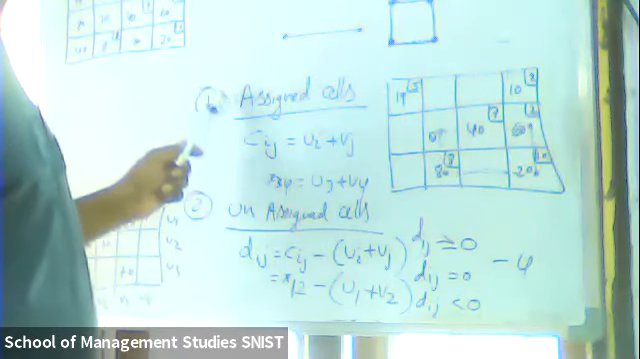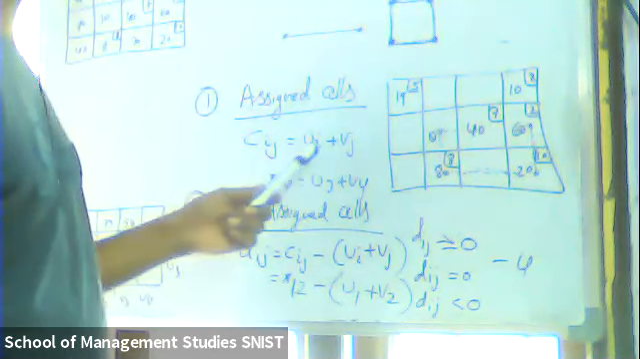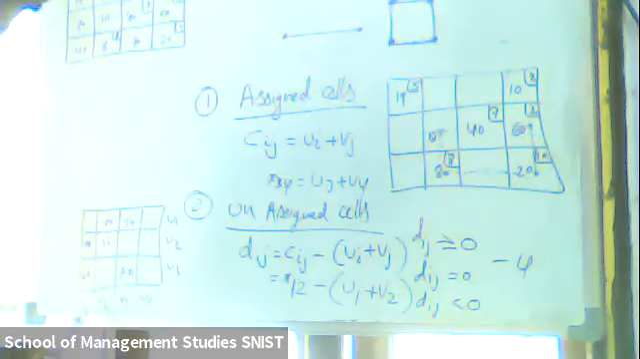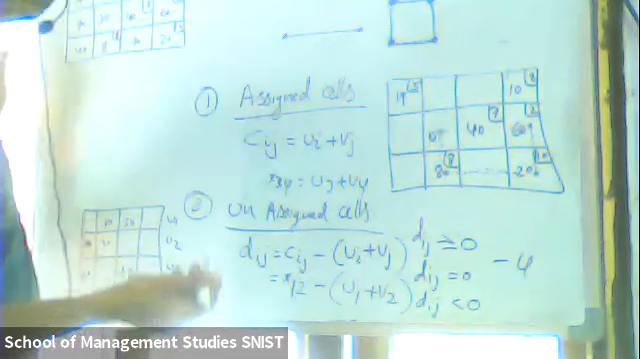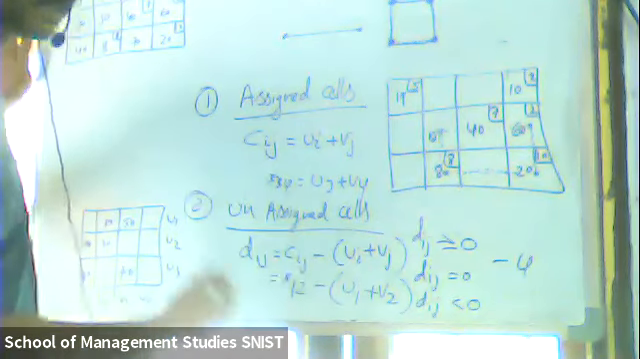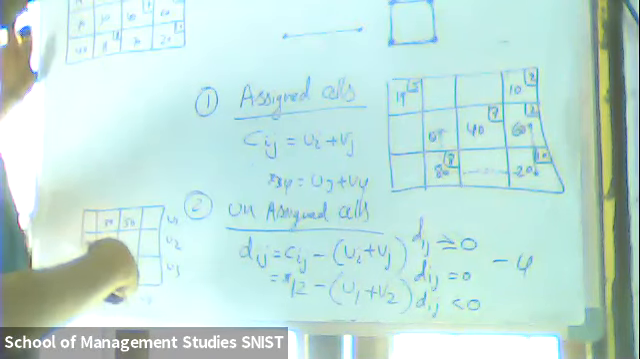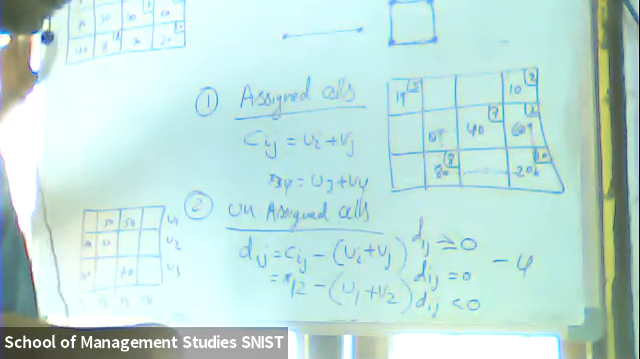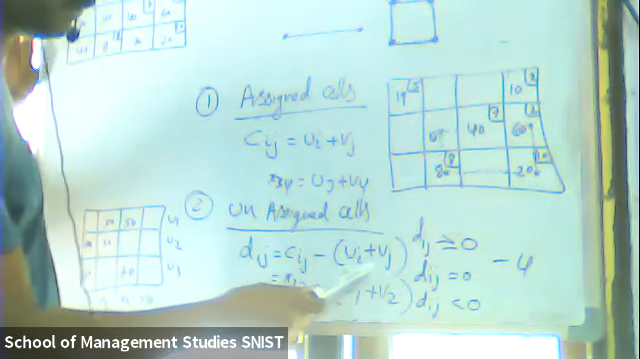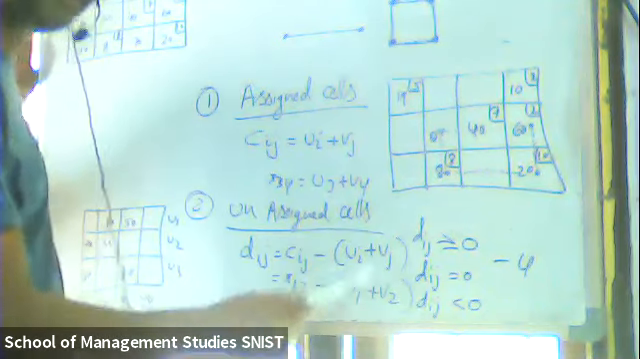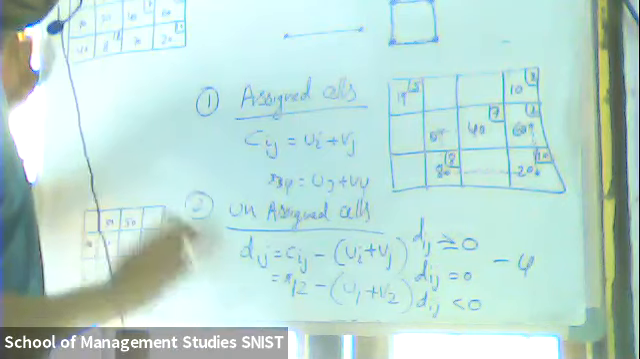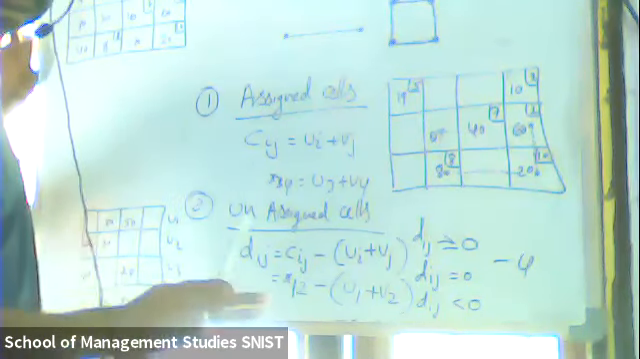Sir, can you explain once? Okay, now listen carefully. We first calculated assigned cells by using Cij equals ui plus vj. Then we got u1, u2, u3, v1, v2, v4 values. That is called assigned cells. Once you calculated assigned cells, you identified unassigned cells, using dij equals Cij minus (ui plus vj). Then you get the values. If you get all dij values positive, your problem is optimal and you will stop, calculate the total transportation cost and close that.